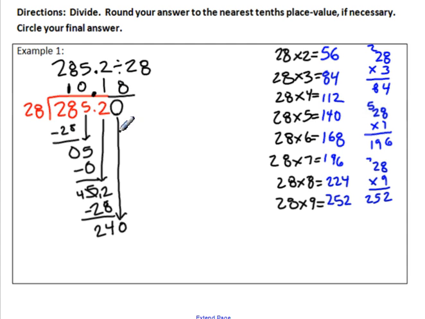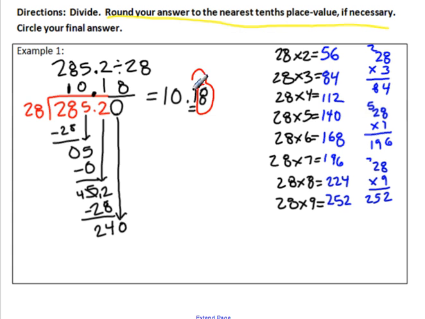And I can actually stop there because in the directions it says round your answer to the nearest tenths place value if necessary. So it is necessary because we need to round, because otherwise this could go on forever. So we have 10.18. Need to bring it out to the hundredths place value because this is my deciding number. I need to know whether to give one a shove or leave it low.